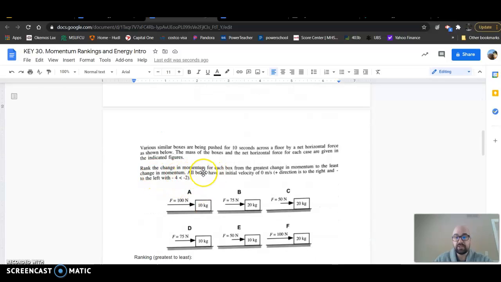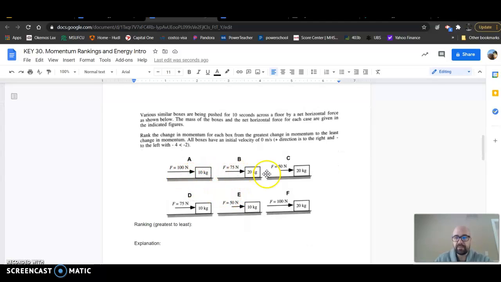Now here we're ranking them on change in momentum, but we have different information. So we know the force on them. So in order to do this one with momentum, the change in momentum equals the impulse. So that's a key term that we've got to know about momentum. And impulse is force times the time. In this situation, all of them are pushed for 10 seconds. So because time is the same, the only thing that's going to affect the impulse is the force.